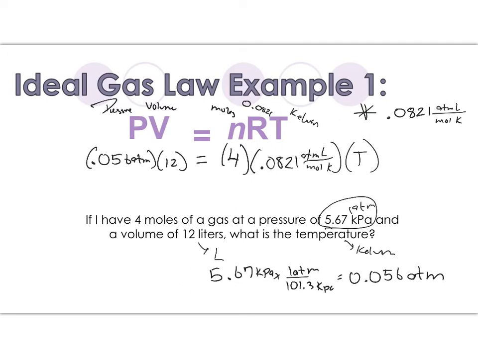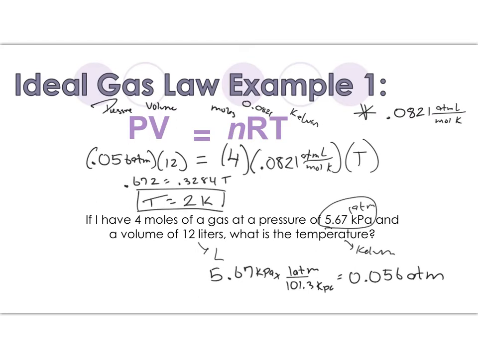You can solve this equation where you have 0.056, you multiply that by 12, and you get 0.672, and that's going to equal 4 times your gas constant, which is 0.3284, times T. Then you're going to divide everything over. 2 divided by 0.3284, you get a temperature which equals 2 degrees Kelvin.